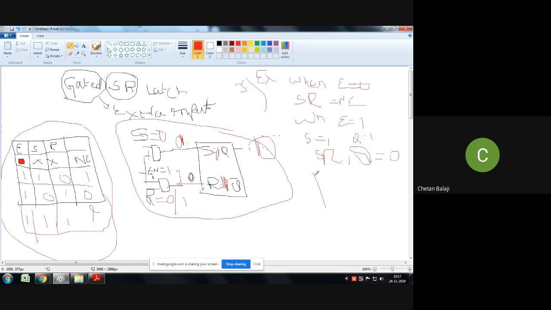This is the logic symbol. You will be having S, R, Q, and Q bar. S remains, R remains like this. You add one extra line. That line is called enable. This is the logic symbol.